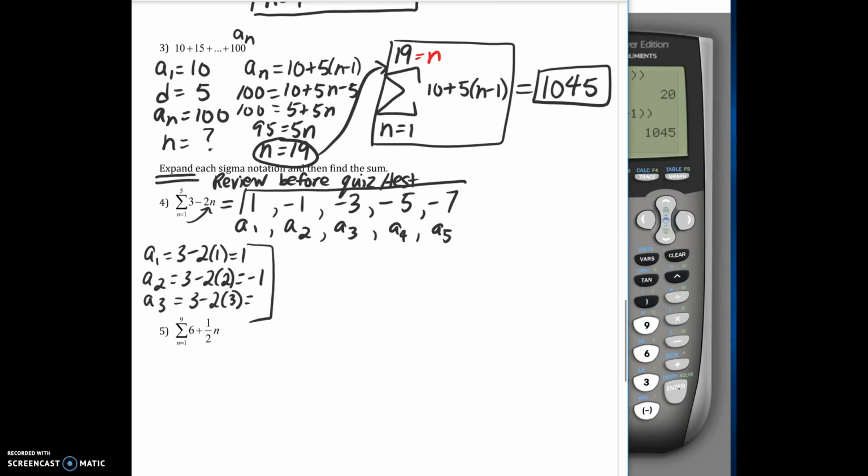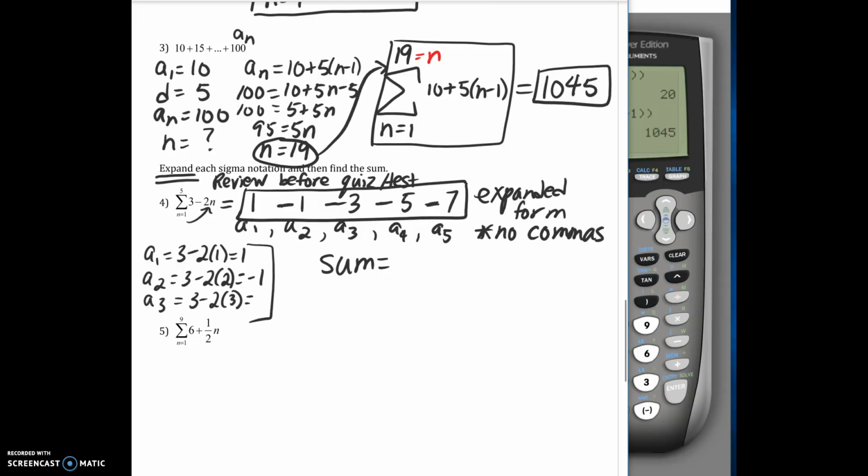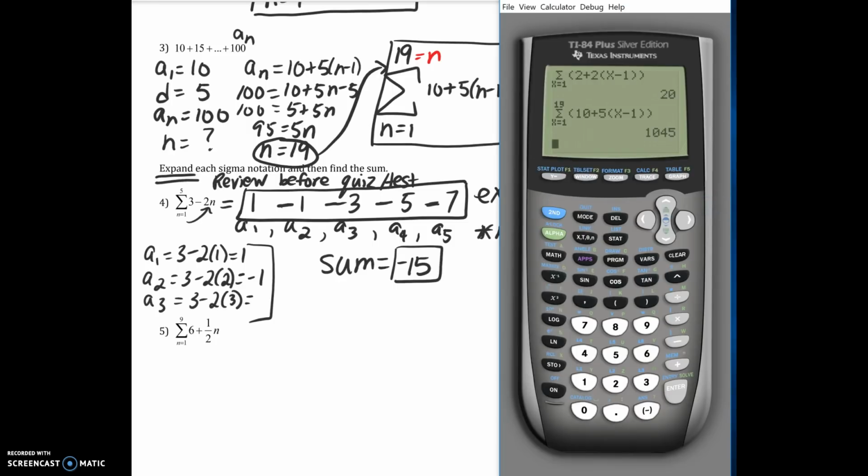So, oh, I put commas there. Glad I did that, kind of. You should not have commas. You should just have plus minus signs in between. So since these are all subtraction, I'll just keep it as subtraction. No commas. Just adding, subtracting in between. Now it's up to you how you want to find the sum. You already have the sequence or the series all written out, so you could just add it up. Or you go over to the calculator and use the summation button option.